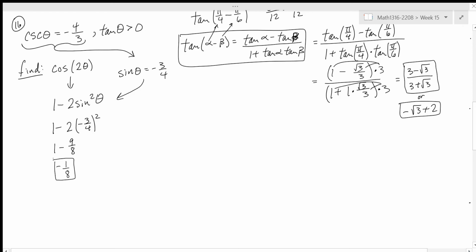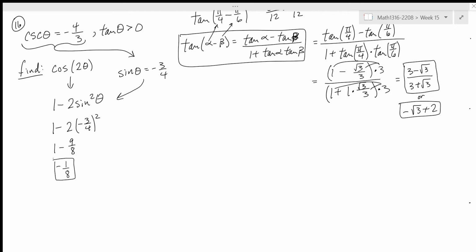Anybody have any questions about that problem? Go ahead. Oh, it says find cosine of 2 theta. So if it says to find cosine of 2 theta, that indicates a double angle formula right there. What if it said to find sine of 2 theta? Tangent of 2 theta. Those are all double angle formulas.